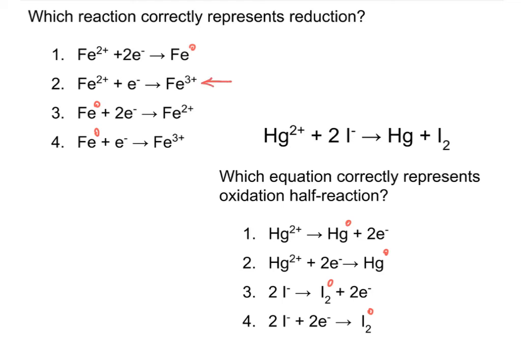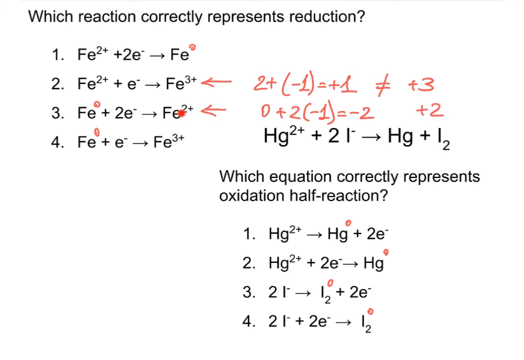Let's look at this reaction over here. +2 on iron. Adding 1 negatively charged electron, it is supposed to end up with +1, but on the other side of this equation we see +3, not the correct equation. Over here we have atomic iron, which is 0, adding 2 electrons, and it's supposed to end up being -2, but what do we see on the other side? +2. So not a correct equation. Over here, atomic iron adding 1 electron is supposed to end up being -1, but we see on the other side +3, not a correct equation.